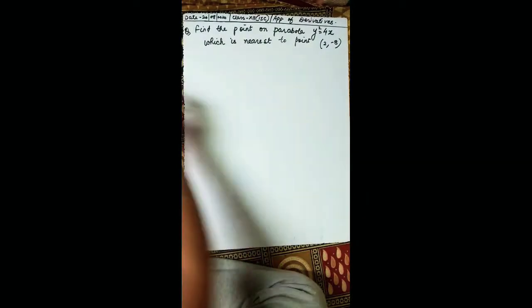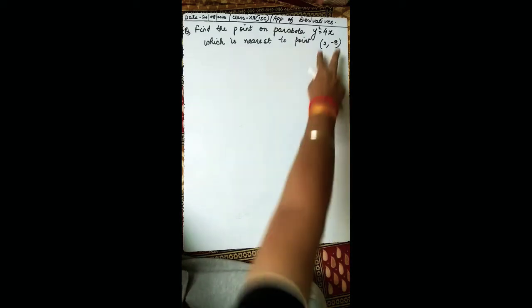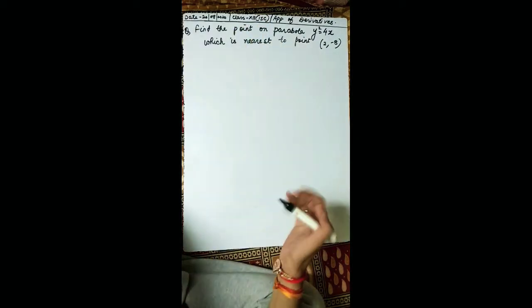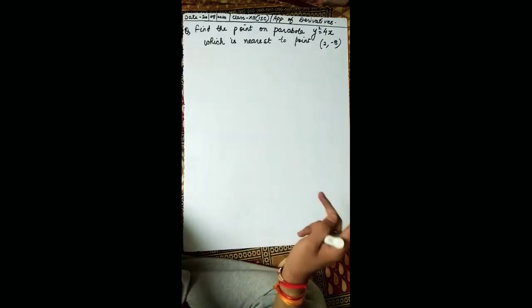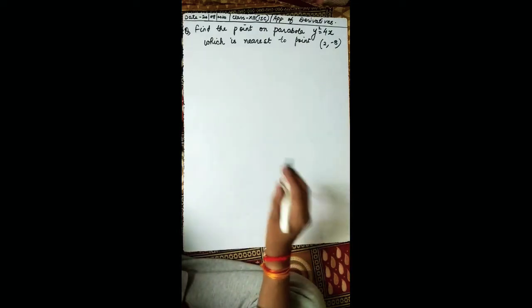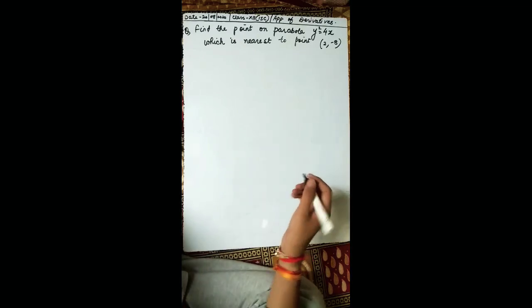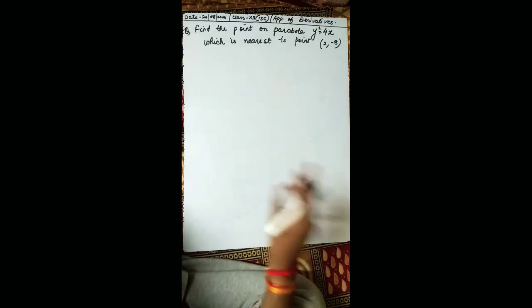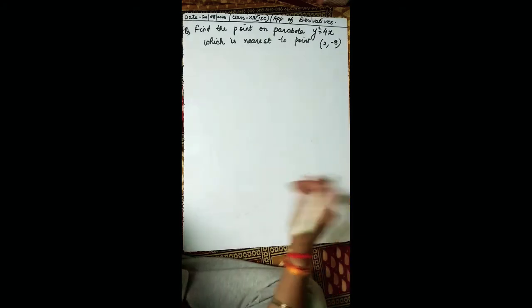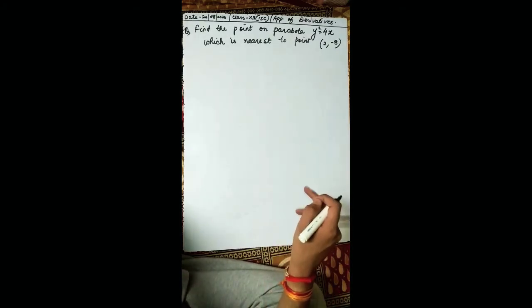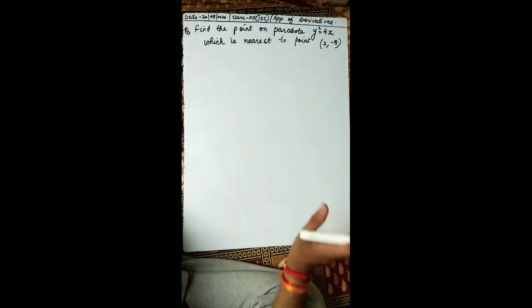You want the nearest distance between this point and a point on the parabola. Then which concept are we going to use? We are going to use the distance formula. If you have (x1, y1) and (x2, y2), then the distance formula says: under root of (x2 minus x1) the whole square plus (y2 minus y1) the whole square, or under root of (x1 minus x2) the whole square plus (y1 minus y2) the whole square. They both are the same.